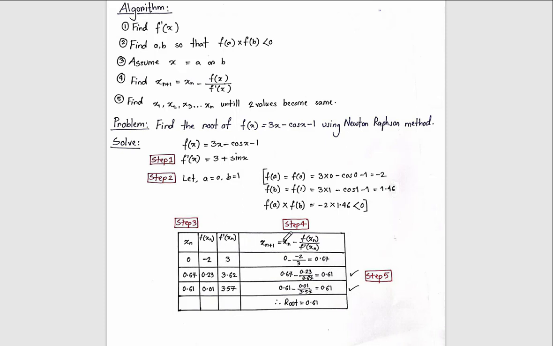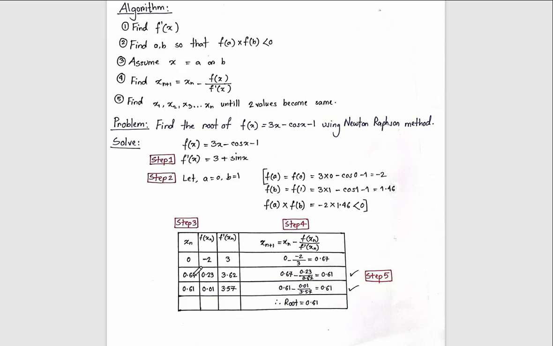Now, putting these values in this formula, we get our root. Here, xn is 0 and minus f of xn is minus 2 divided by f1 of xn, which is 3. We just found it here. And we got our root as 0.67 from our step 1. In our next step, we will again put this value as our xn. So we put 0.67 in xn.